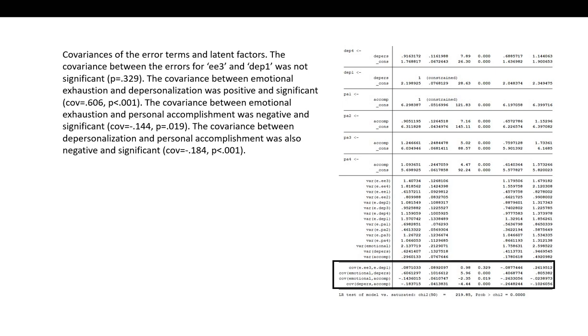Next, you can see that we've got the covariances. First off, this is the EE3 DEP1 variable. So this is the covariance right there between those error terms. You can see it's not statistically significant. Then we've got the covariance between emotional exhaustion and depersonalization. So there's a positive covariance there, and we have statistical significance. For emotional exhaustion and personal accomplishment, you can see there's a negative covariance and it is significant, and then the covariance between depersonalization and personal accomplishment is also negative and statistically significant.